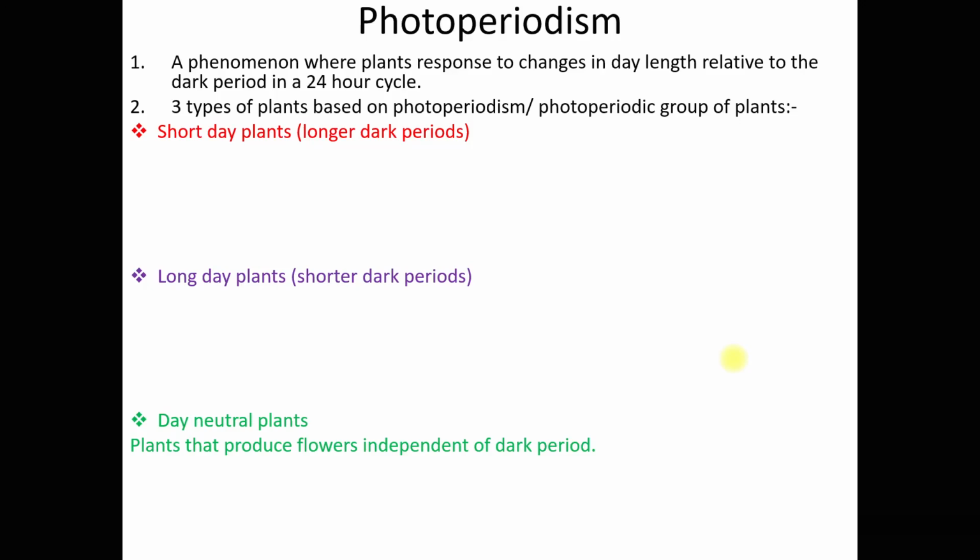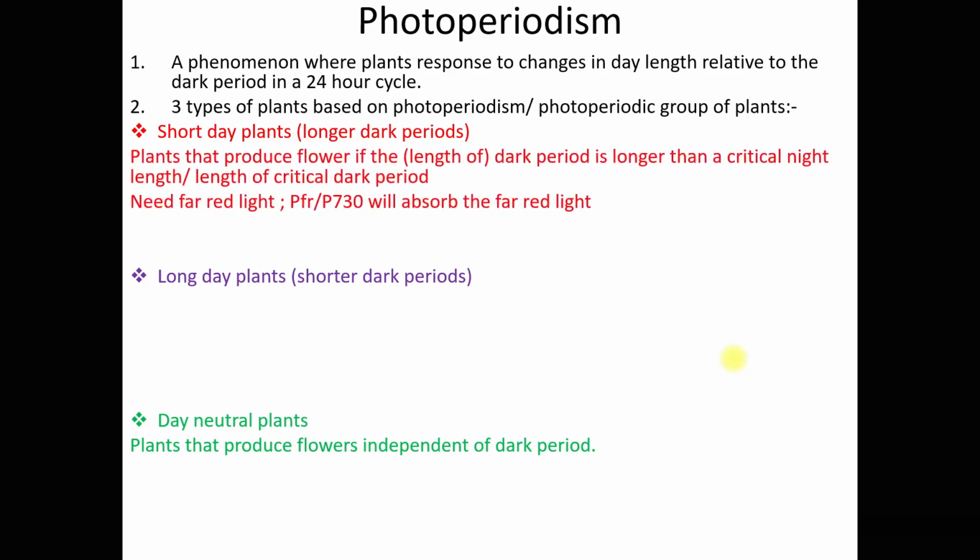So let me rephrase that. Short day plants want longer dark periods to enable them to flower, while long day plants need shorter dark periods to enable them to flower. All right, now let's go into detail on short day plants.